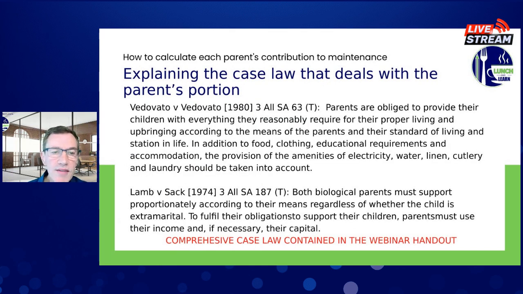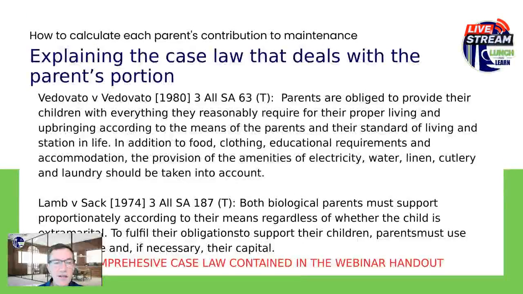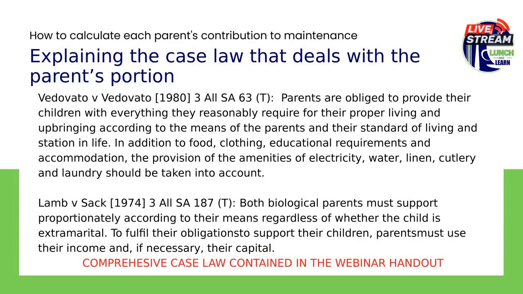So if one looks at the case law that deals with that, and there's quite a number of case law that deals with exactly what is the parent's portion, although the Act is very clear that it needs to be apportioned in terms of Section 15, we've got two cases there that I'm just going to refer to. The one is Verivatu versus Verivatu, which is a 1980 case where it clearly said that the parents are obliged to provide their children with everything they reasonably require for their proper living and upbringing according to the means of the parties and their standard of living.